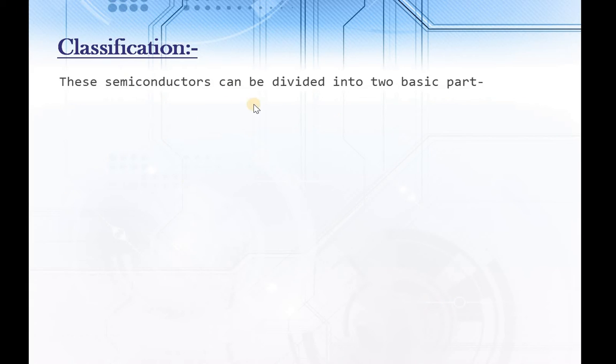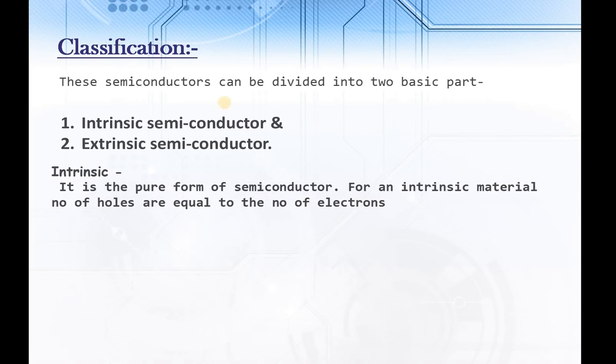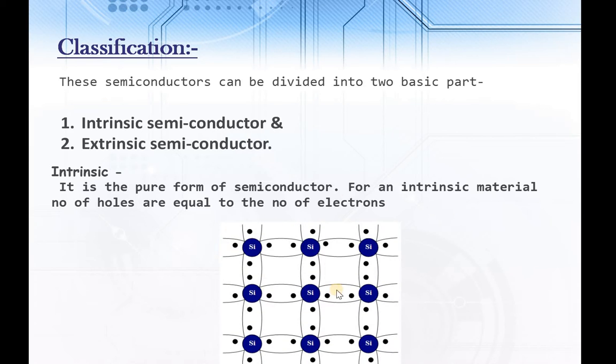These semiconductors are basically divided into extrinsic semiconductors and intrinsic semiconductors. First of all, we are going to discuss intrinsic semiconductors. This is the pure semiconductor, for example simply silicon and germanium. From the diagram we can see in case of silicon, whose electronic configuration is 1s2 2s2 2p6 3s2 3p2, that means 4 valence electrons are present in the valence shell.